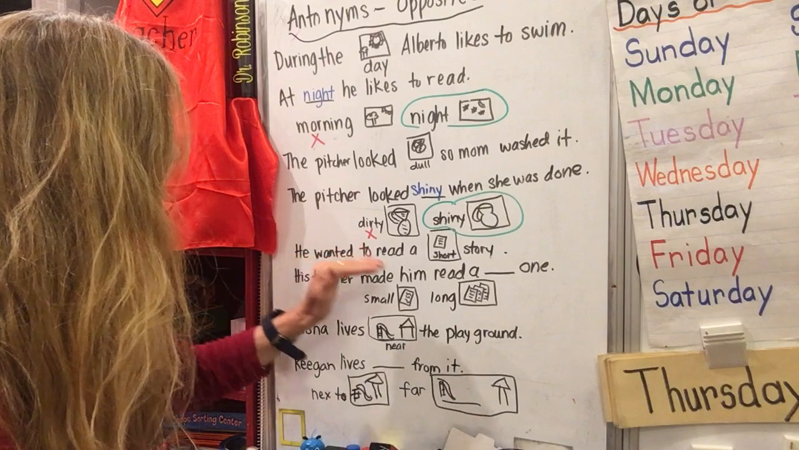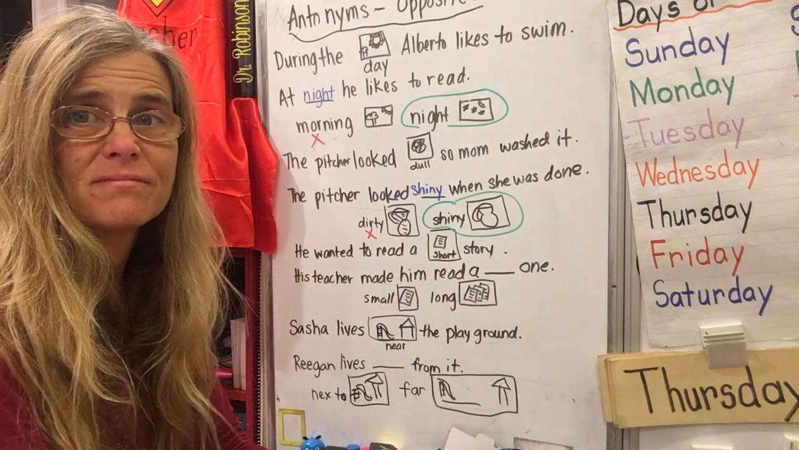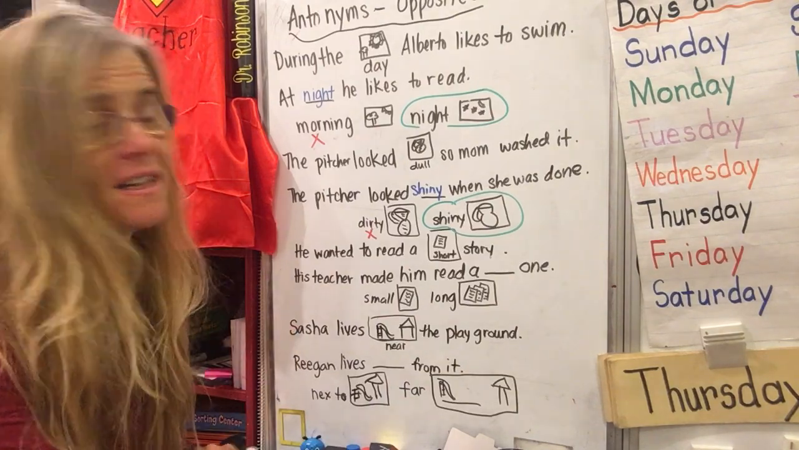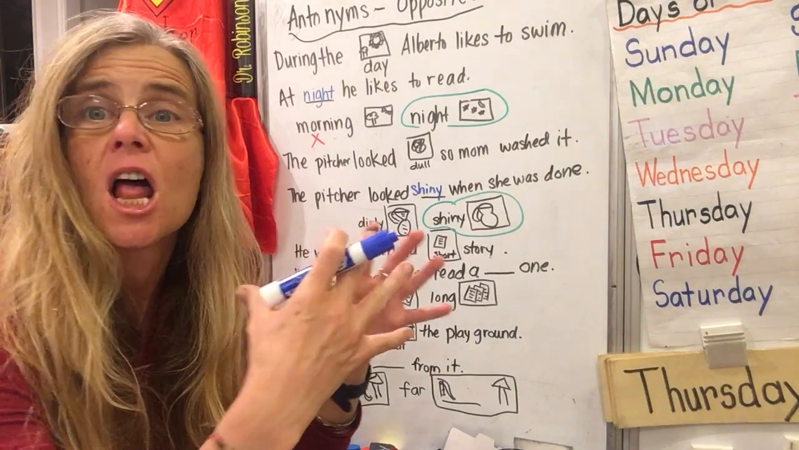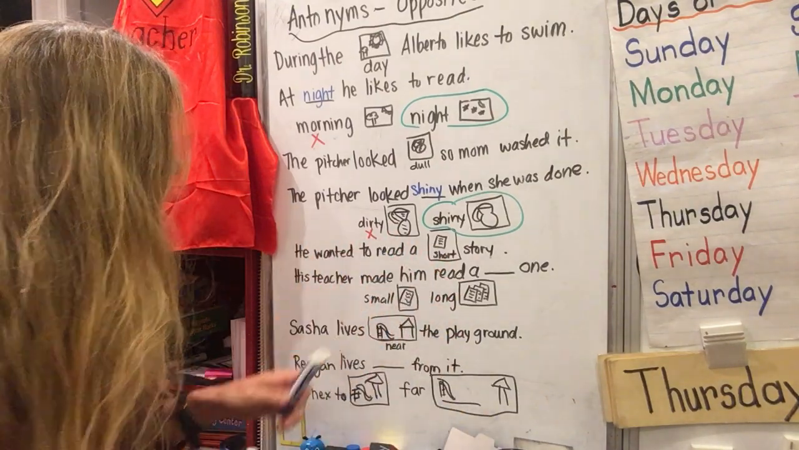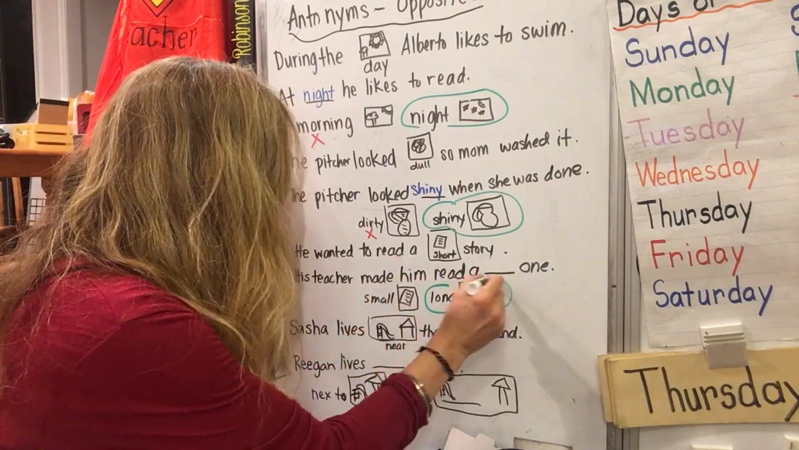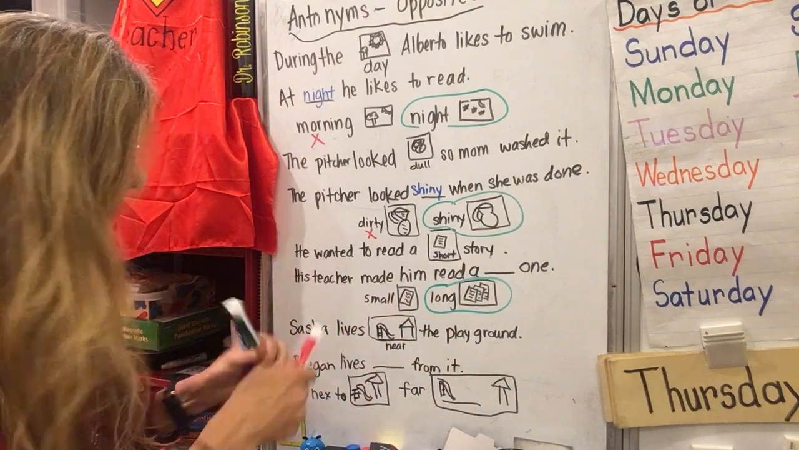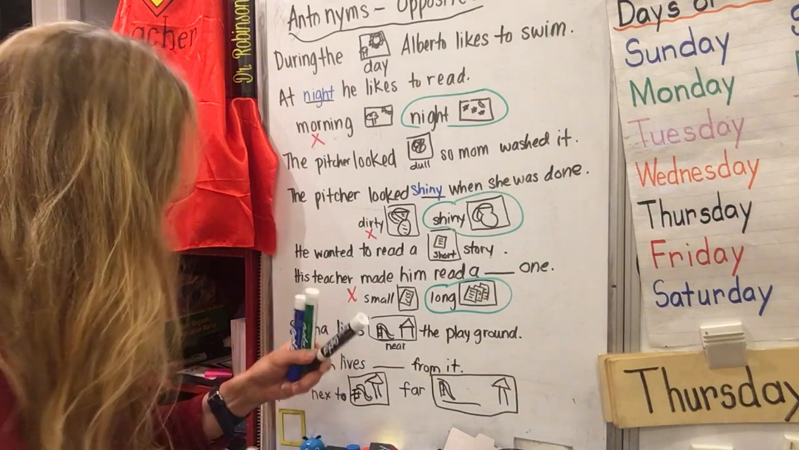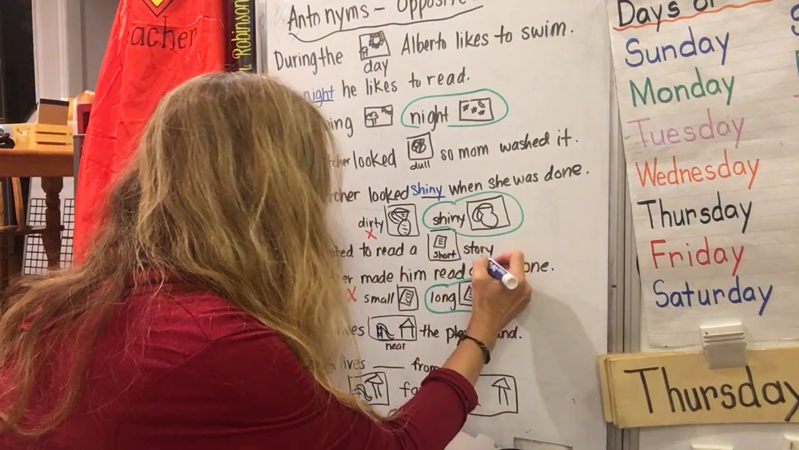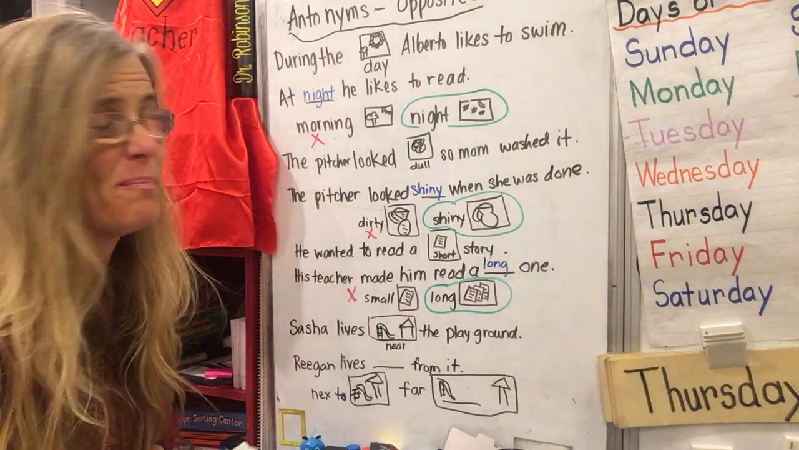So if he wanted to read a short story, his teacher made him read a small one? Maybe, but if we're looking for the opposite, the teacher's probably not going to let him read a small or short one. She probably wants him to read a long one. So in this context, the opposite of short is long. Not small. Small and short mean about the same thing here. His teacher wanted him to read a long story. Those are antonyms. They're opposites.